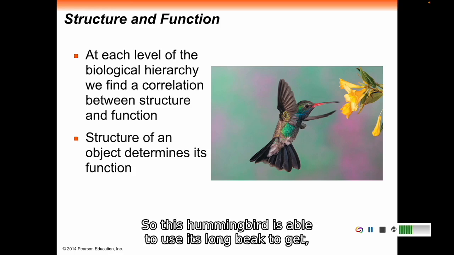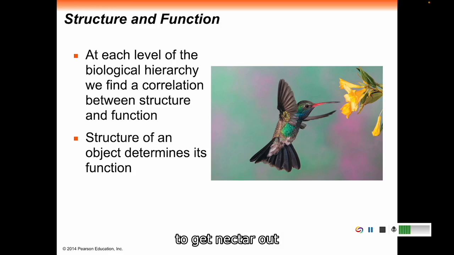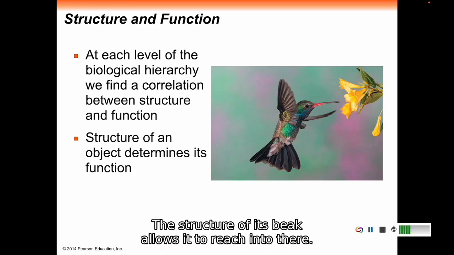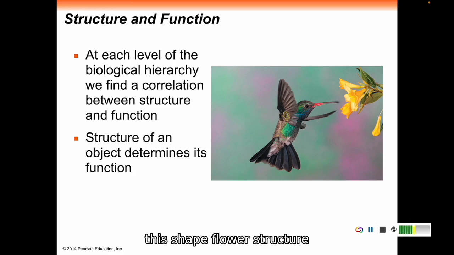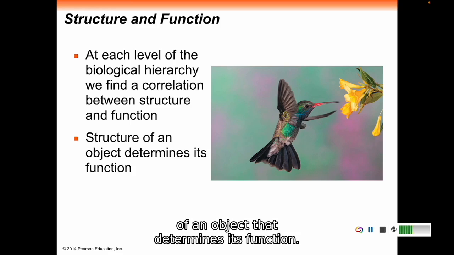So this hummingbird is able to use its long beak to get nectar out of the flower because it has that shape. The structure of its beak allows it to reach into there. If its beak had a different structure, it wouldn't be able to have the function of getting nectar from this shaped flower. So structure of an object determines its function.